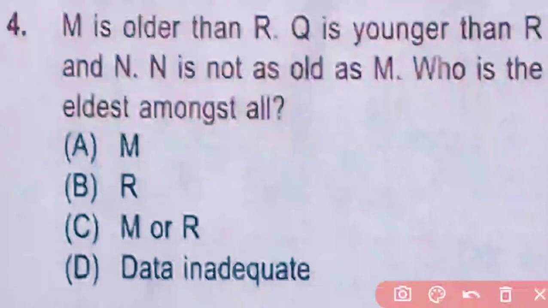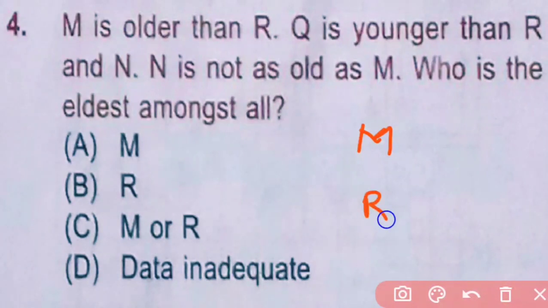Question number 4. M is older than R. Q is younger than R and N. N is not as old as M. Then who is eldest amongst all? According to the question, M is older than R. And Q is younger than R. Q is younger than R and N. N is not as old as M. Then who is eldest among all? M. So A is the right answer.